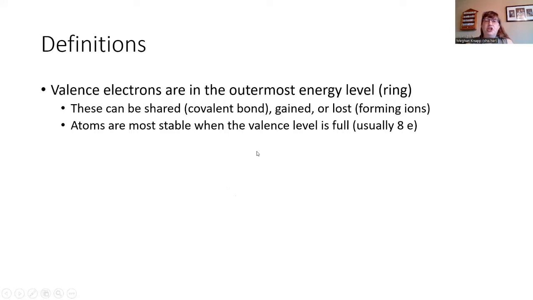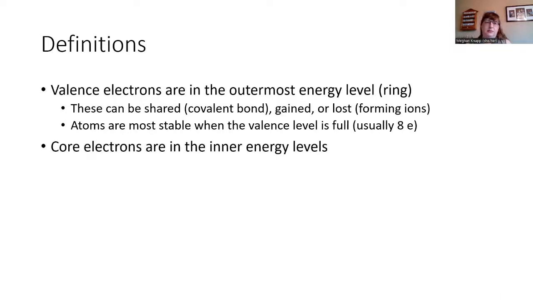Those electrons can be shared, and sharing electrons would be a covalent bond, or they may be gained or lost. That would form an ion. Atoms are most stable when that valence shell is full. So usually that means 8, but if we just have that first ring, it would be 2. And so atoms are going to have different kinds of reactions and share and gain electrons until they can get to that stable form of 8.